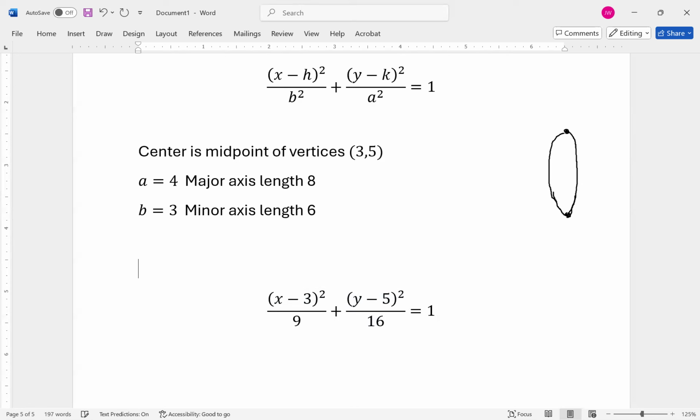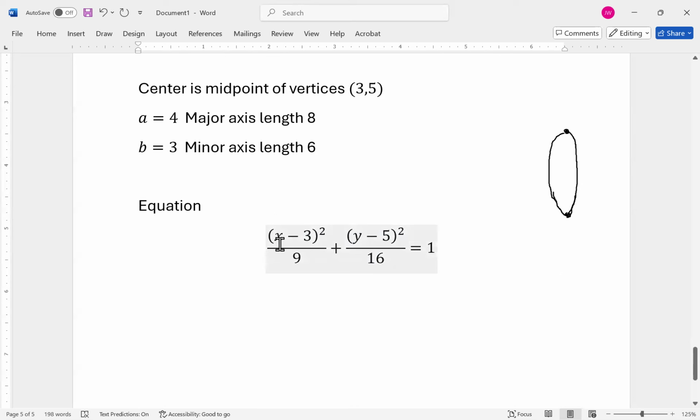So I get the equation for the ellipse as (x minus 3) squared divided by 9 plus (y minus 5) squared divided by 16 is equal to 1. And that's it. That's the whole thing.